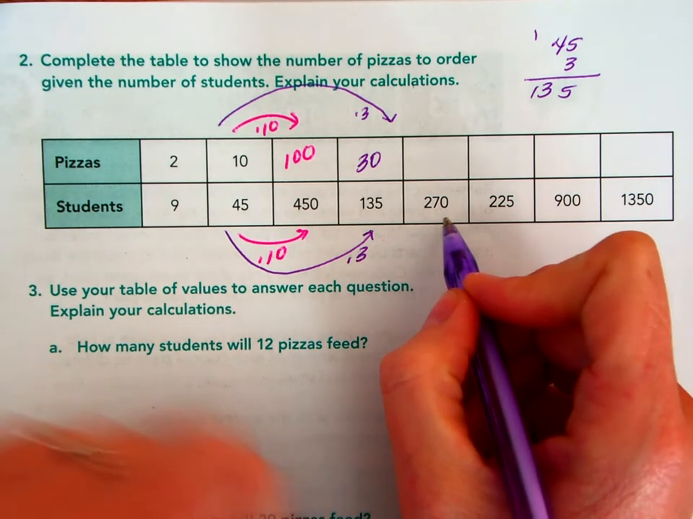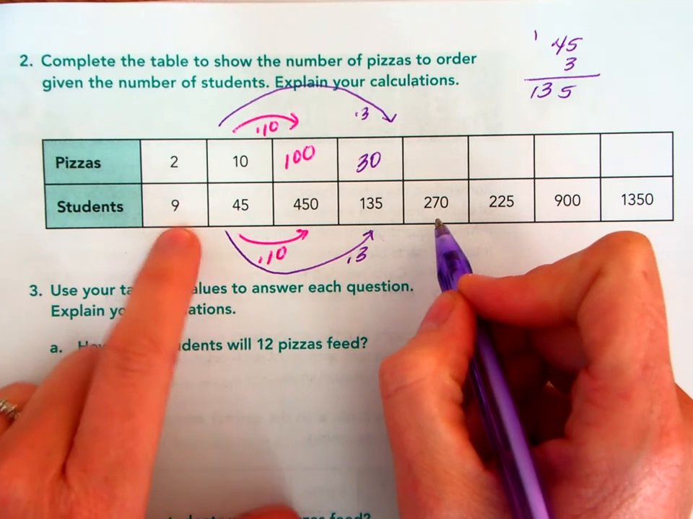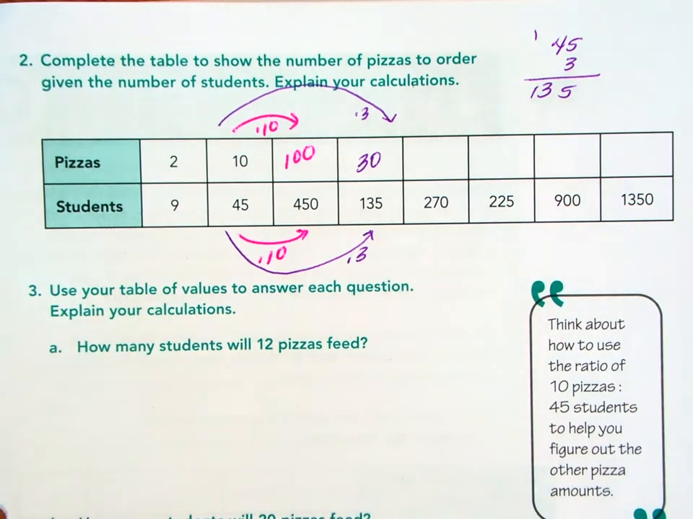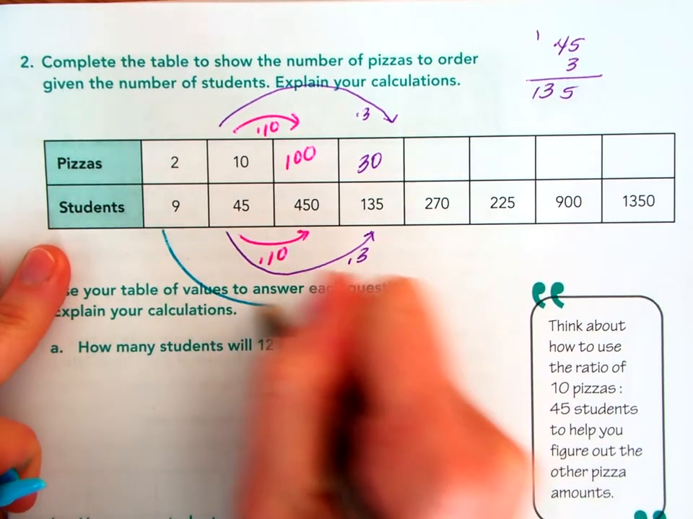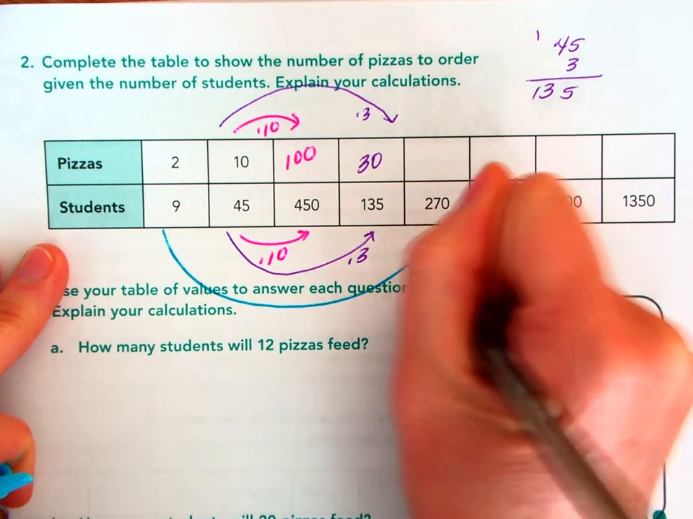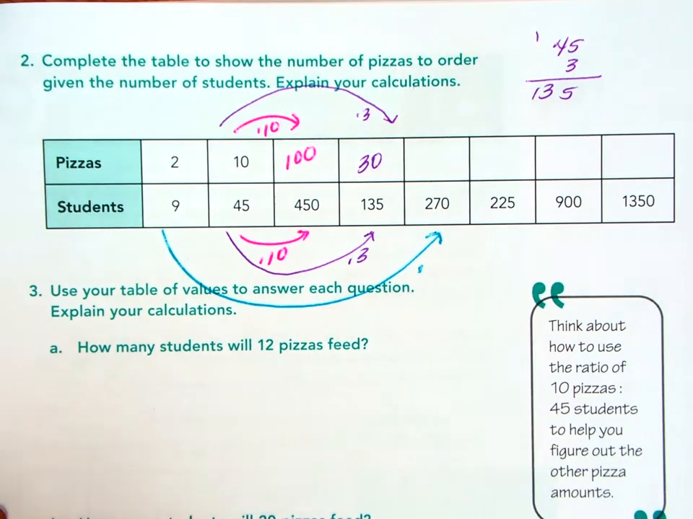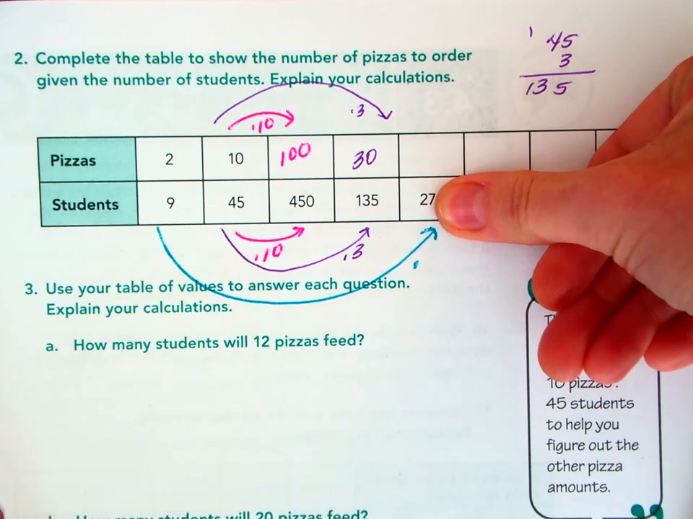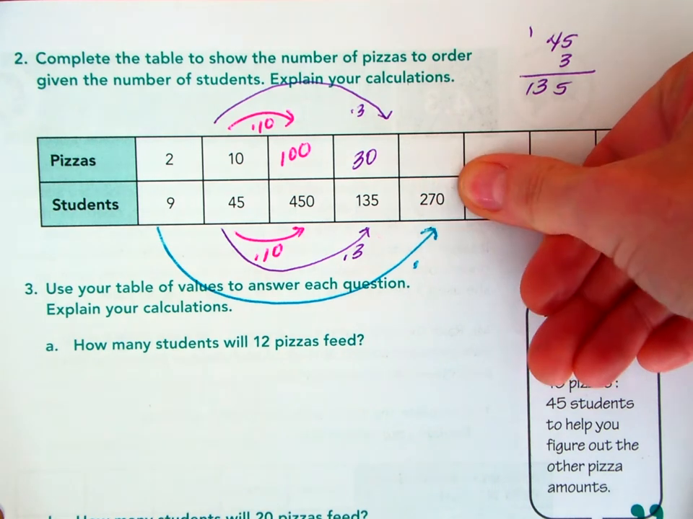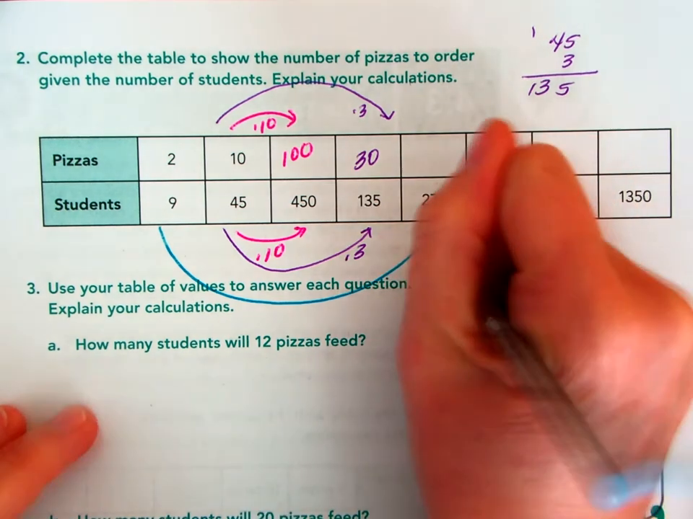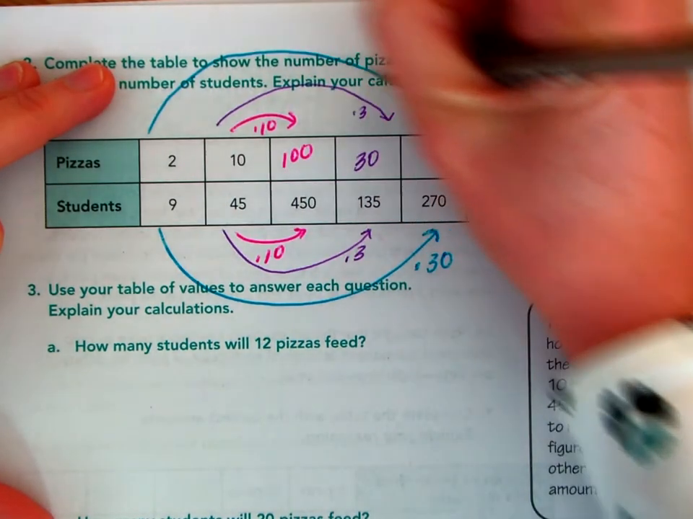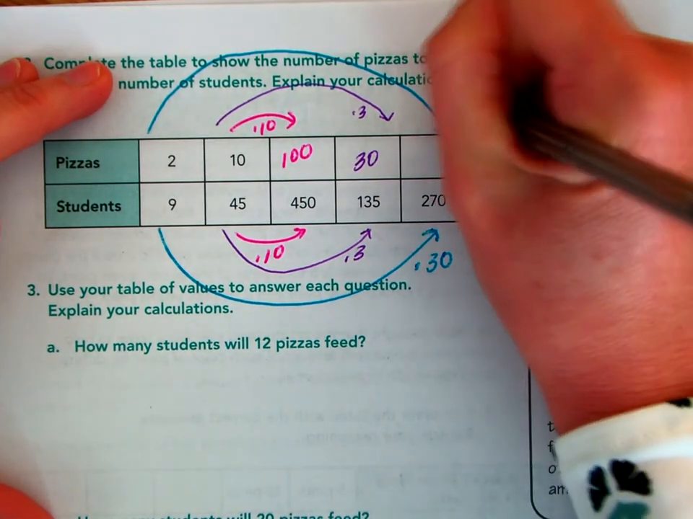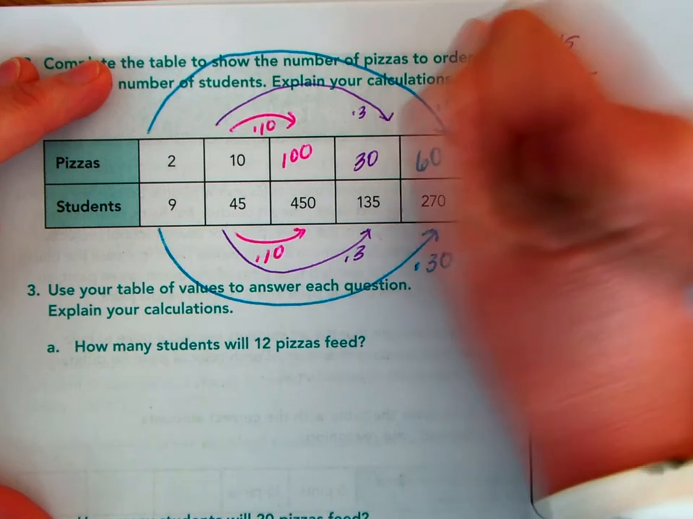270. I don't see a relationship here so much as I do here. This one really stands out to me. I can get from 9 to 270 by multiplying by how much? And if you're not sure, look at this part first. Take this 0 off to see the relationship between the 9 and the 27. So 9 to 27 would be times 3, but it's 270, so it would be times 30. Going from the 2 to match the relationship, I'm going to go times 30. So that would be 60 pizzas.